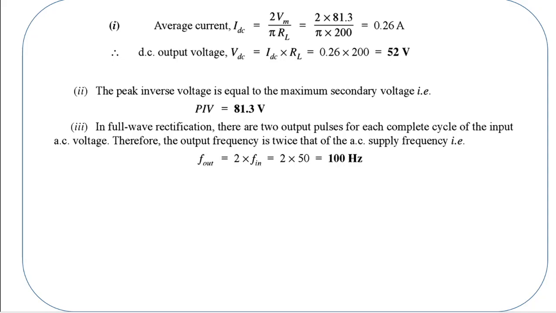As I said many times, the output of a rectifier is not a clean DC, so you can remove the AC component from this pulsating DC by using a filter circuit. So in the next class, we will discuss in detail about working of a filter circuit.